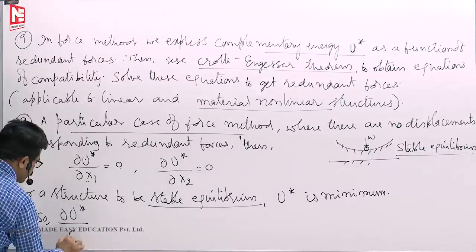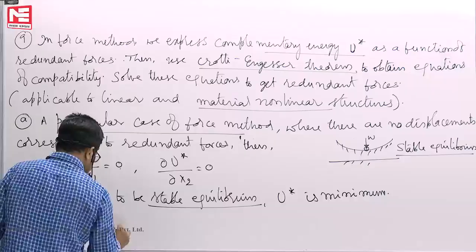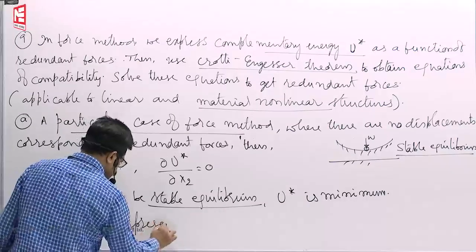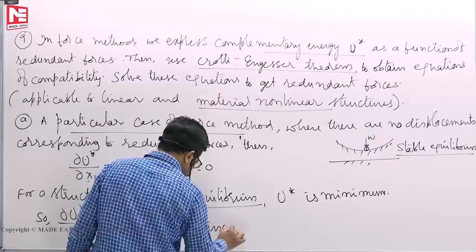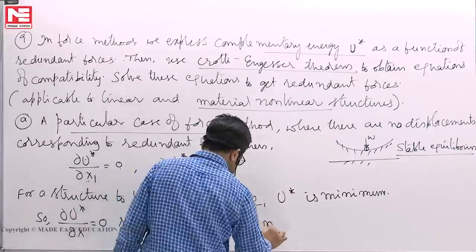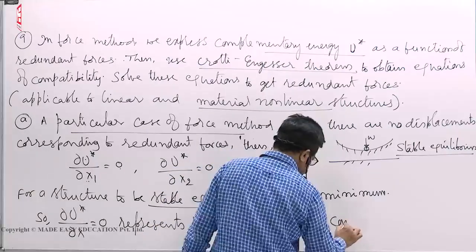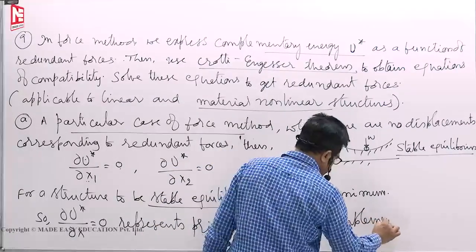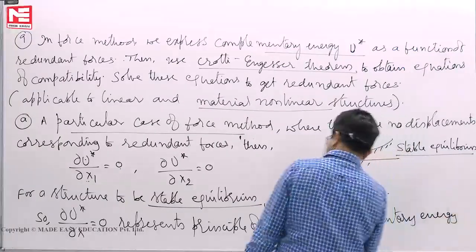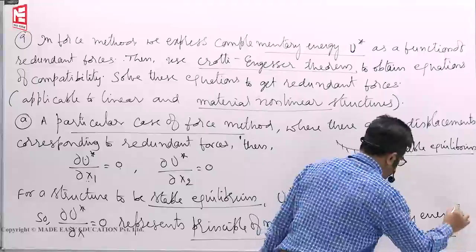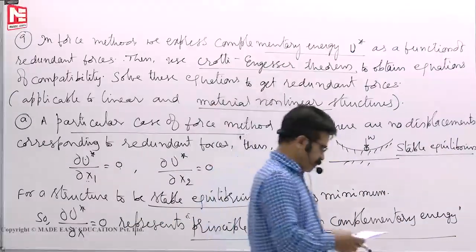So dou U star by dou x is equal to 0 represents the principle of minimum complementary energy. This is the principle of minimum complementary energy.